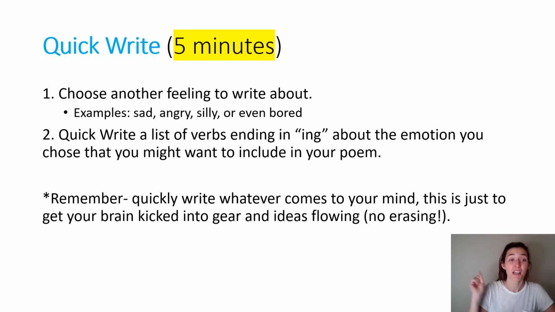So the first thing you're going to do, you're going to choose a feeling to write about, okay? You're going to write a list of verbs that end in ing, about the emotion that you chose that you might want to include in your poem. Remember, this is a quick write. No one's reading this other than you. It's just to get your ideas flowing.